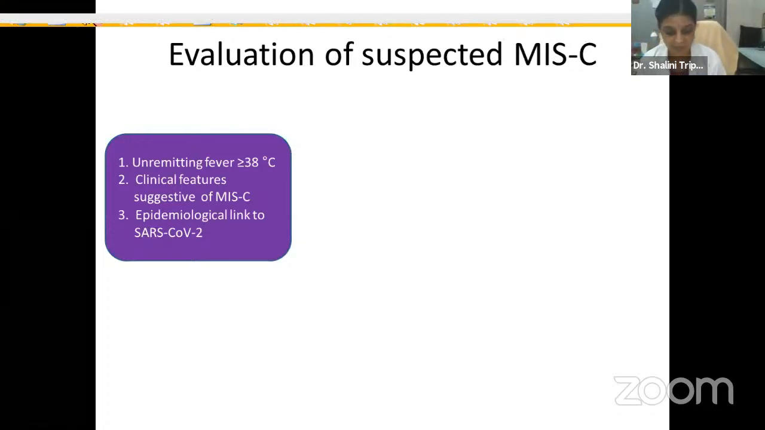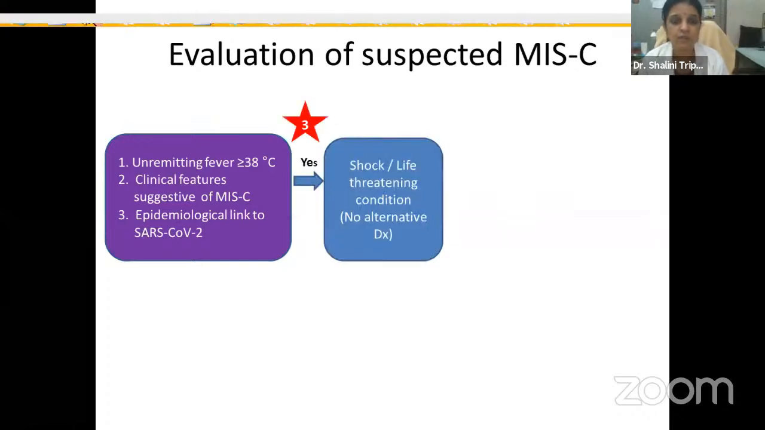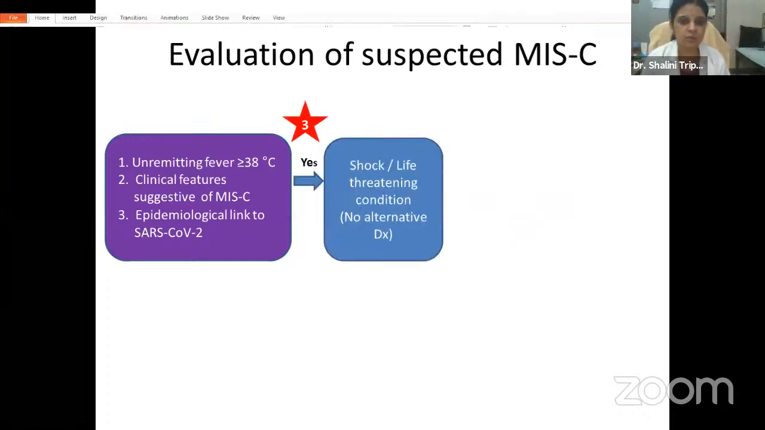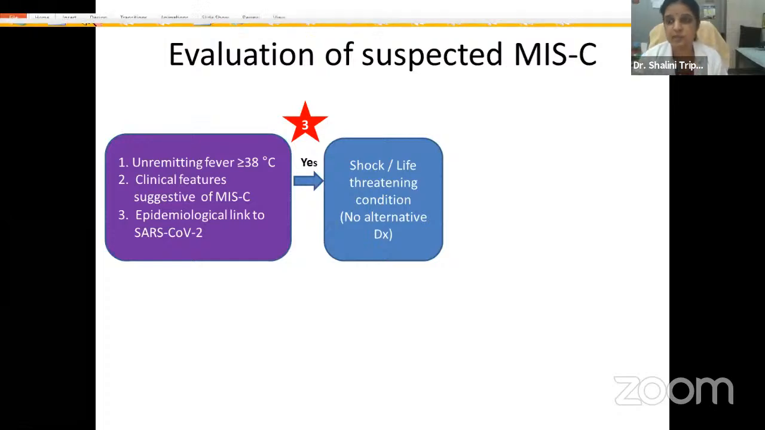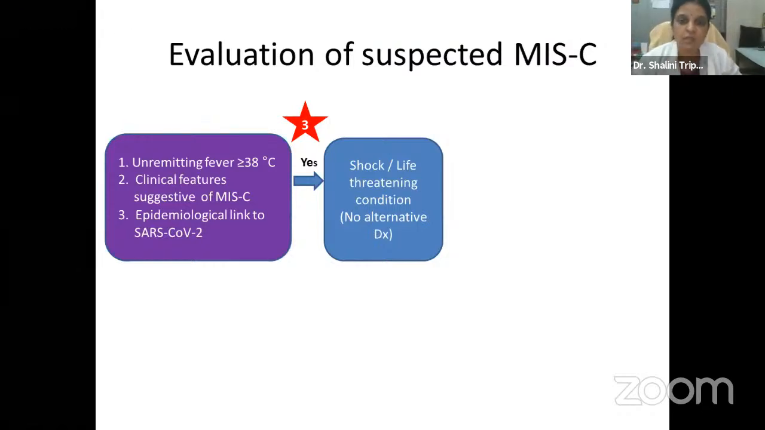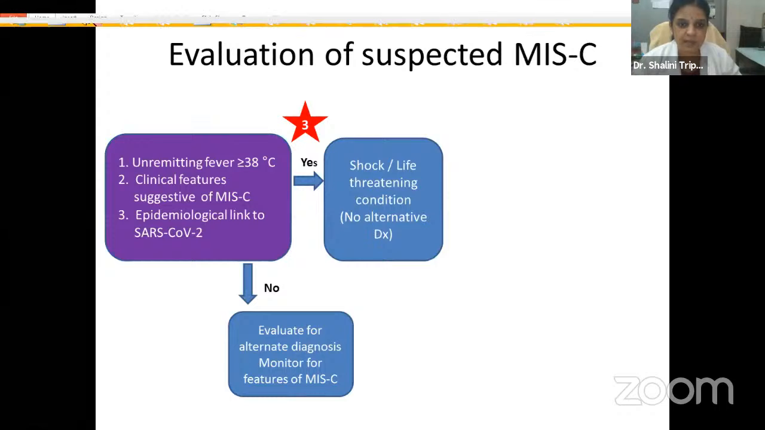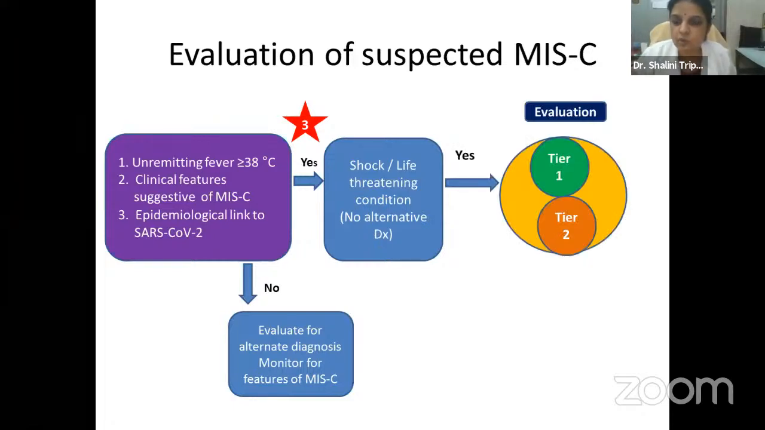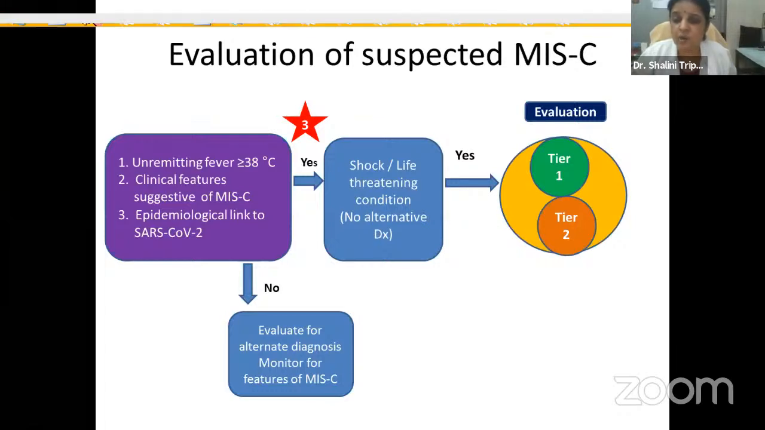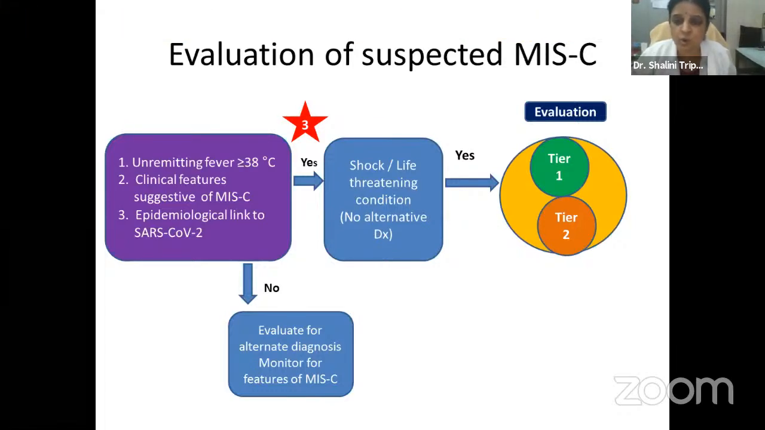Then only will we think about the syndrome. And then we will say that we are going to investigate this patient for MIS-C, and we have to see whether the patient is sick or stable. If the patient has shock and life-threatening manifestations, we will do a set of tests which will include both tier 1 and tier 2 tests, because the patient is so sick we cannot wait for one step and then go ahead. Actually, we have to do all the tests together.